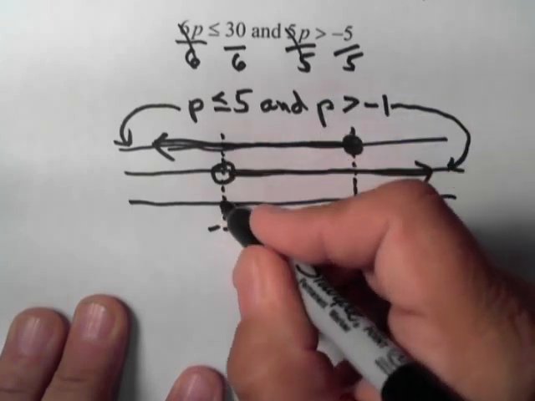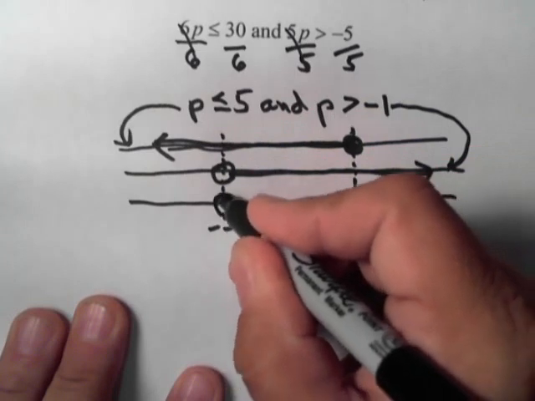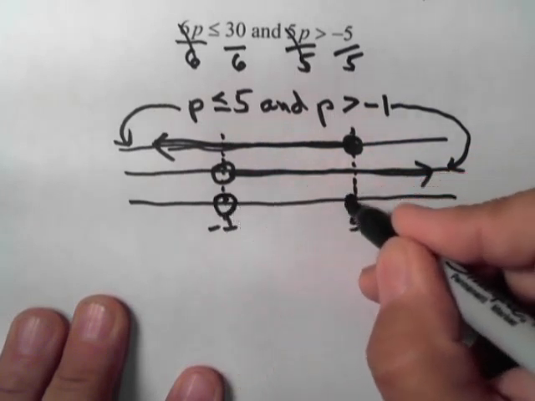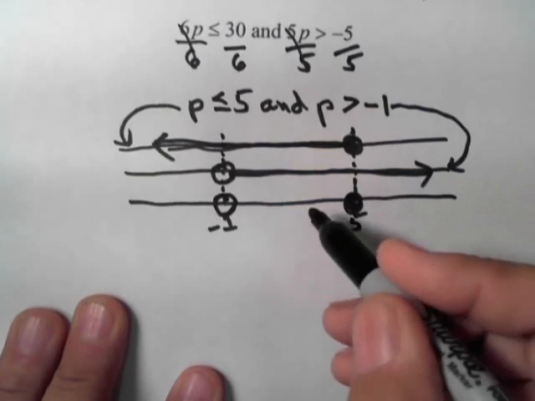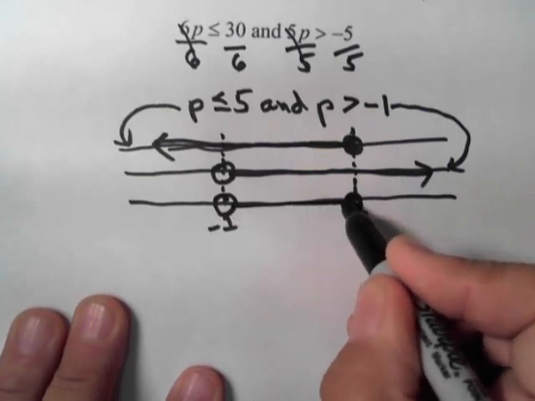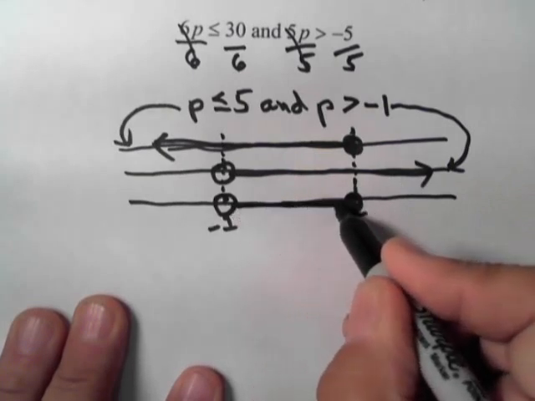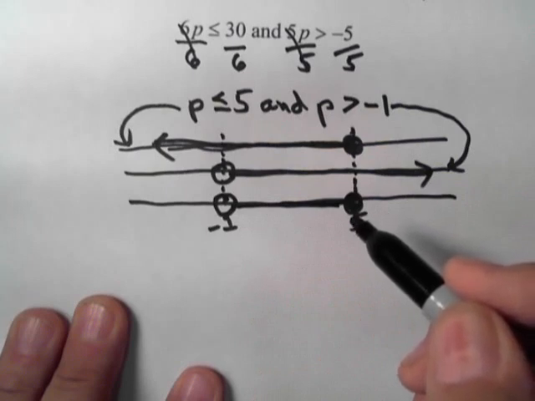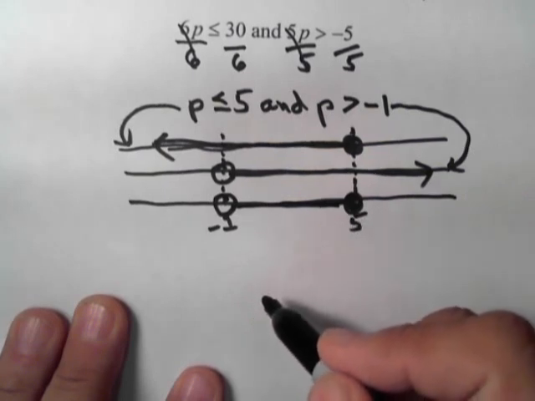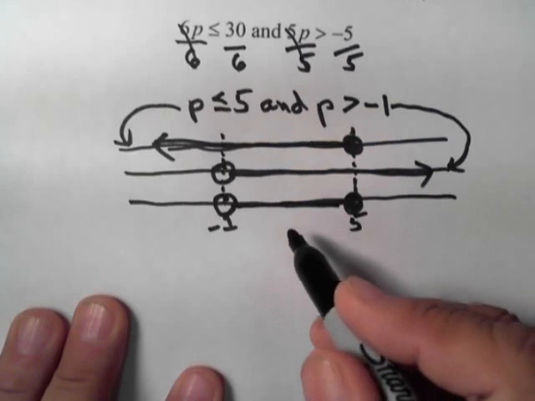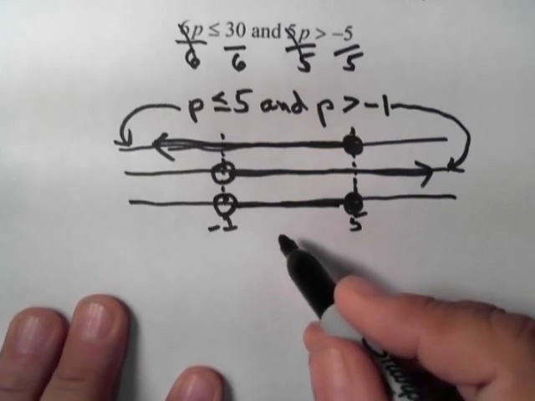So here we are. On the left, we've got the open circle. On the right, we've got the closed circle. And simply everybody in between.